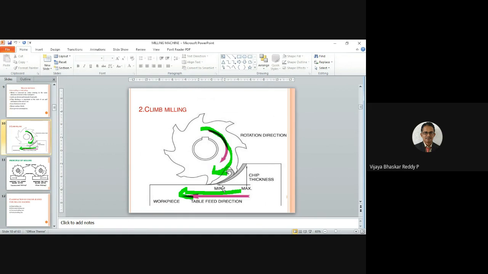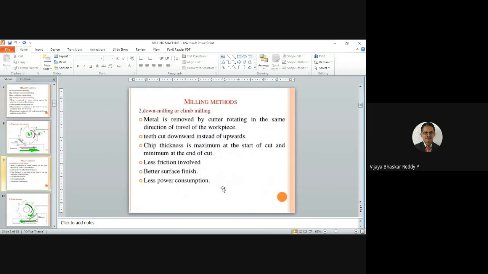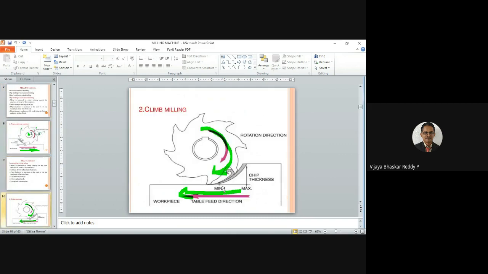This is the down or climb milling process, where both are in the same direction. As you know, the earlier case was the up or conventional milling process. In this down or climb milling process, you can observe that both the cutter and the workpiece move in the same direction, indicated with the green arrows.